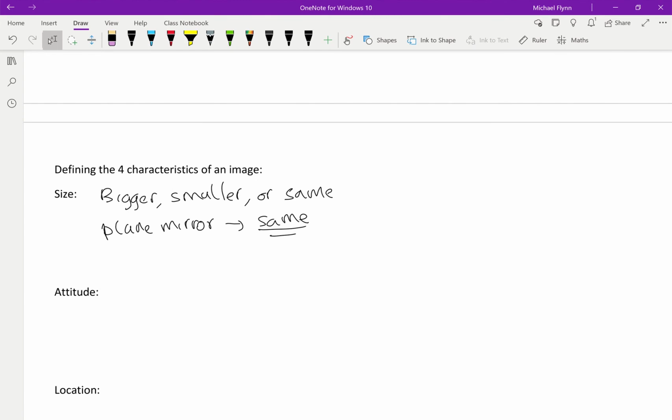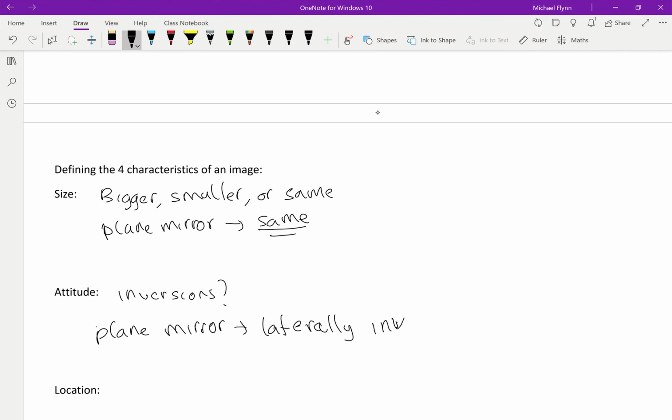All right, attitude. So for Robin, we'll just say bad, right? No, I'm just kidding. Attitude just means, is she upside down? Is there any inversions? Okay, so here in a plane mirror, it's laterally inverted. So in other words, her left and right has switched in the mirror, you'll notice. So flat mirrors have a lateral inversion.